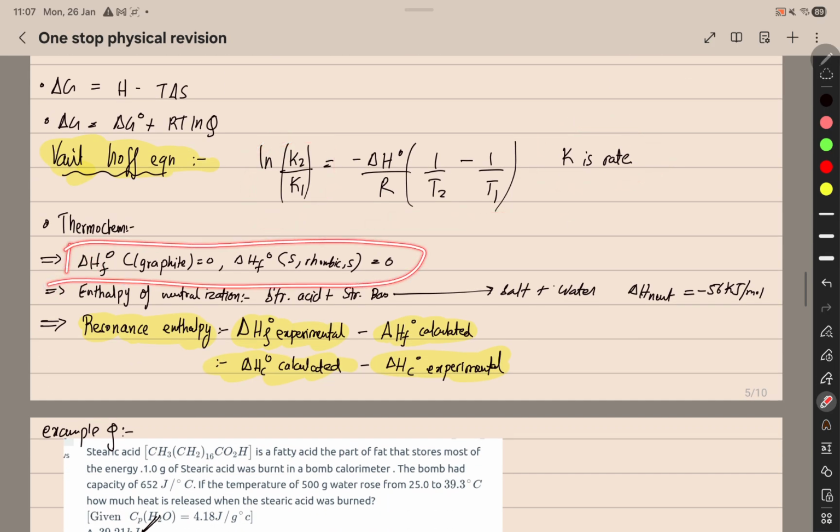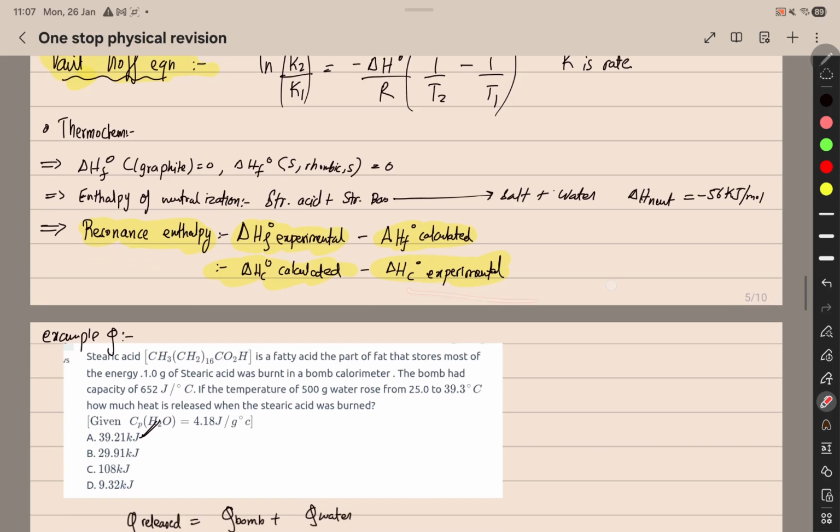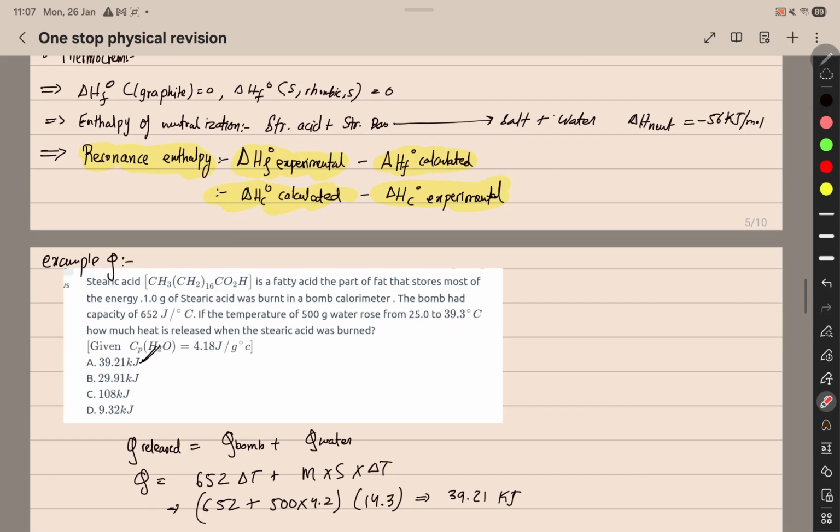Thermochemistry: delta Hf of C graphite is 0, delta Hf of S rhombic is 0. Enthalpy of neutralization: strong acid plus strong base gives salt plus water. Delta H of neutralization is minus 56. Resonance enthalpy is delta H of experimental minus delta H of calculated, or delta Hc calculated minus delta Hc experimental, where f is formation and c is combustion.